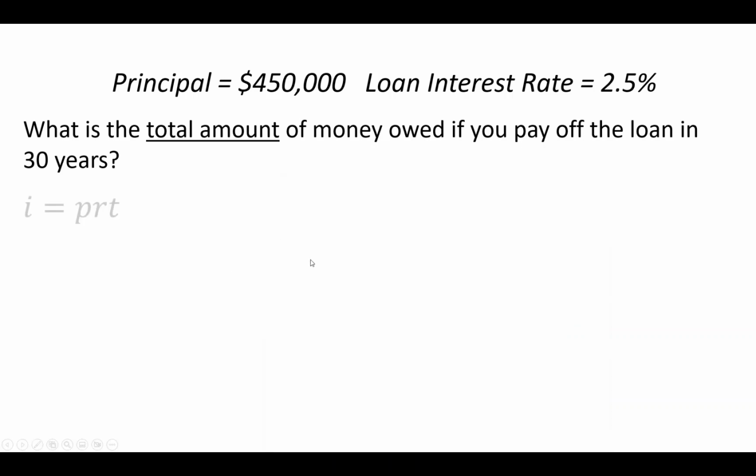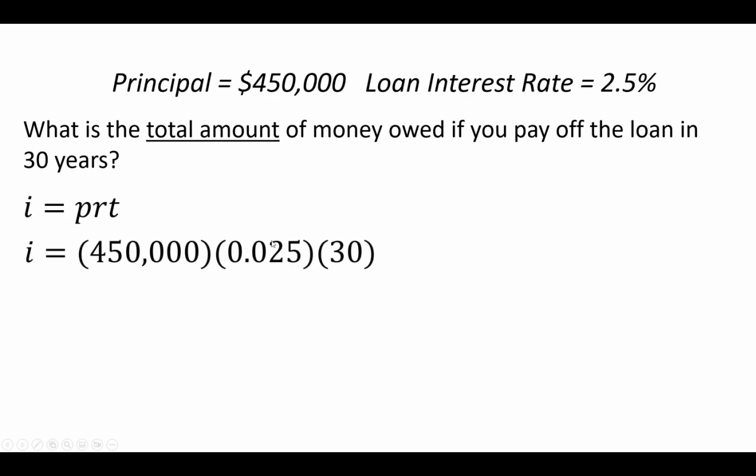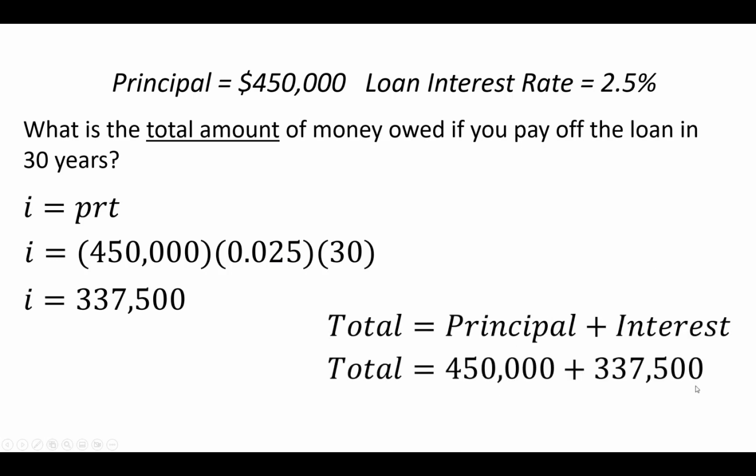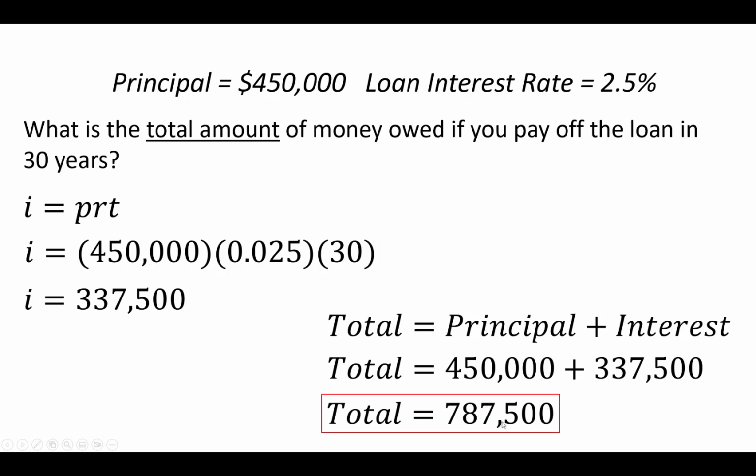Okay, so traditionally I equals PRT. We're multiplying them out. You get this. The big mistake is to forget to slide that decimal 2 places to the left when making your percentage into a decimal. And then to figure out your total owed, you're going to do principal plus interest. And that's a big amount of money, $780,500. All right, we're going to do a few more.